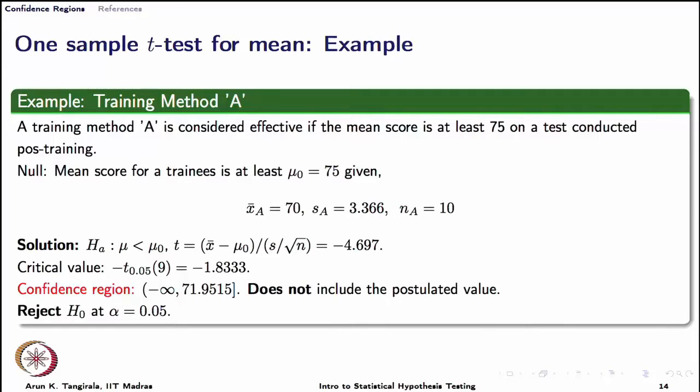So, here is the example of testing the effectiveness of a training method. If you recall the data, we have gone through all those details earlier. What I want to draw your attention to is the confidence region that I have constructed now. Remember, what is the alternate hypothesis? Mu is less than 75, which means it is a lower tailed or a left sided test. Therefore, I construct an upper bound for the mean. That means the maximum value for the truth is 71 point something, if the null hypothesis is true. Well, that is how you can think of it.